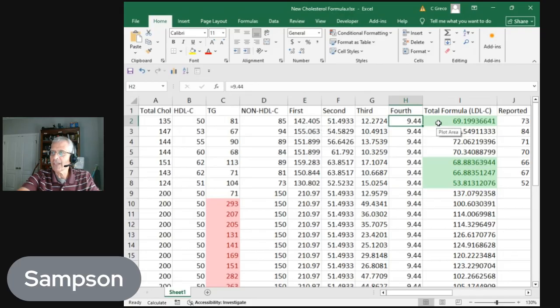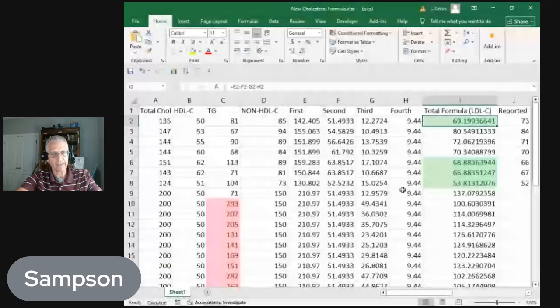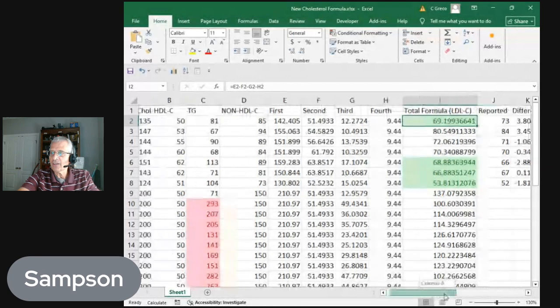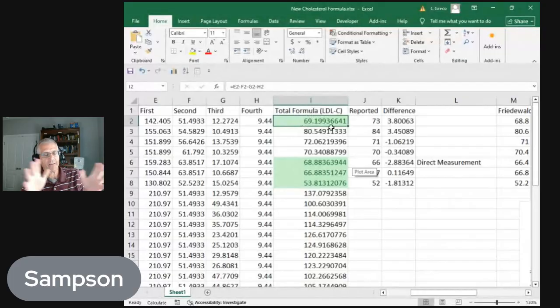And then the total formula here is this one, E2 minus F2 minus G2 minus H2, and that gives you the total formula here. So the interesting thing, and the reason I'm saying this whole aspect about this show, is this right here. This is the Sampson formula that I just did, and I came up with 69.1. Now an LDL of 69 is perfectly good. Low, below 70, never had a heart attack. This individual never had a heart attack. So in other words, below 70 is perfectly legitimate.